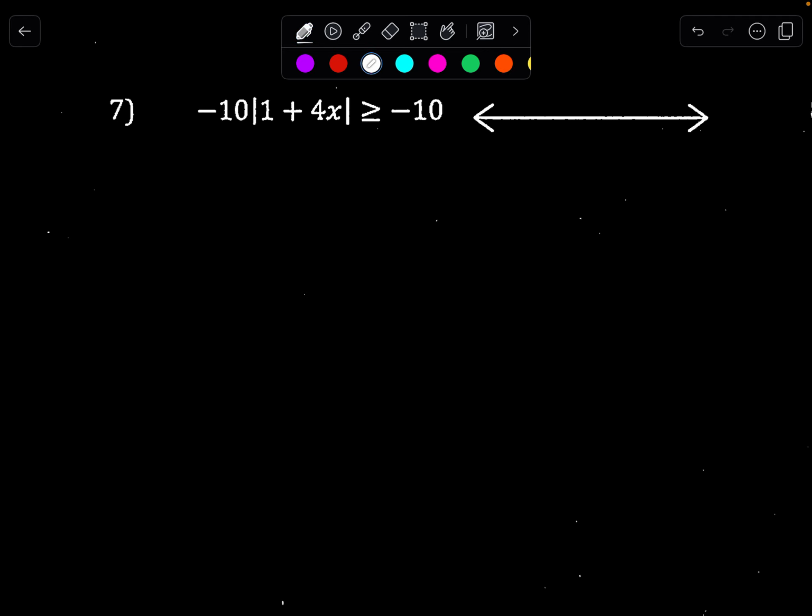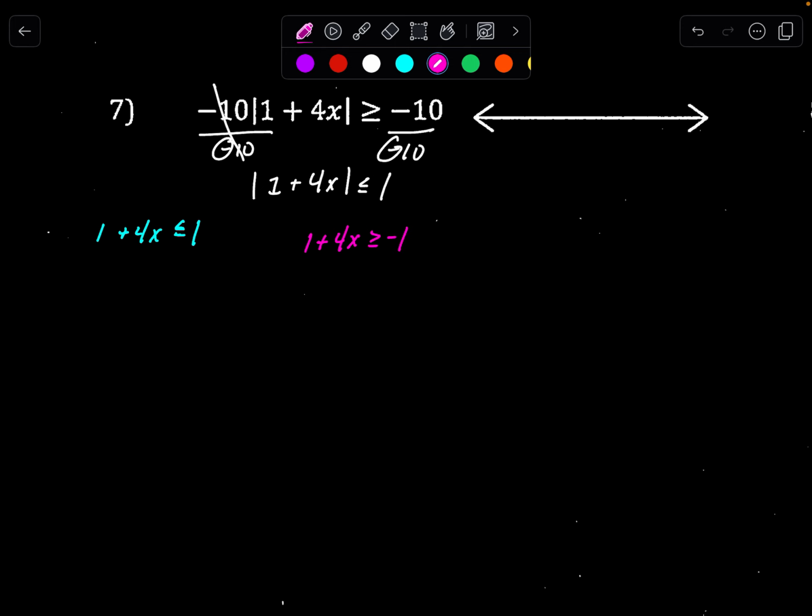All right, not isolated. Get rid of this negative 10. You should know at this point that we have to divide it. Get the absolute value of 1 plus 4x greater than... Oh, no, we divided by a negative, correct? Less than or equal to 1. Okay, now we can split. 1 plus 4x less than or equal to 1. 1 plus 4x greater than or equal to a negative 1.